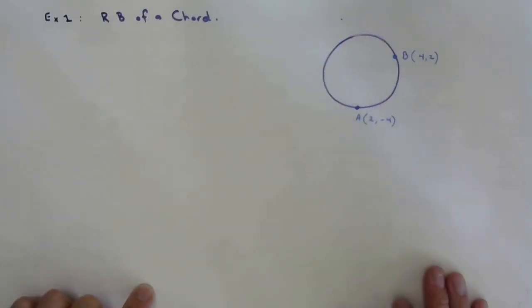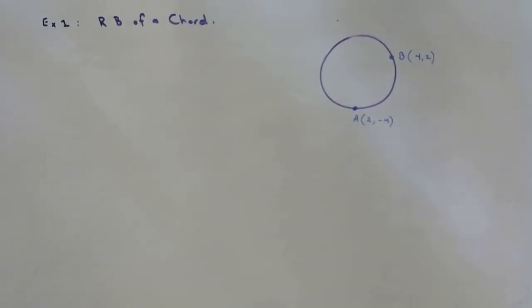Okay, ladies and gentlemen, let's head on to example 1. Example 1 is, this time we're not just investigating what the right bisector of a chord does, we're actually going to verify it using coordinate geometry.